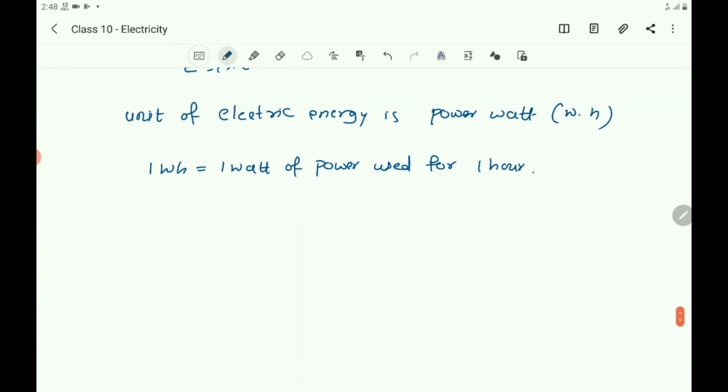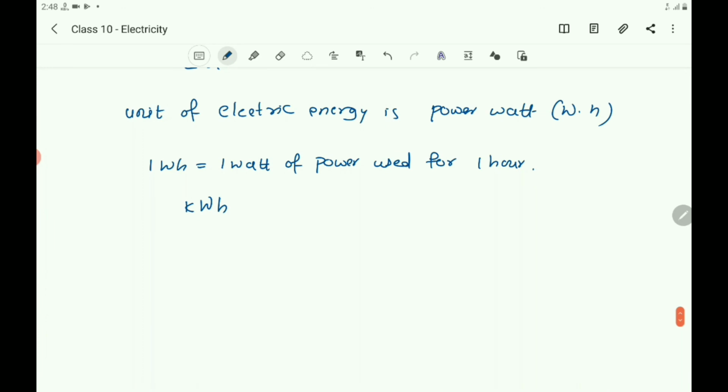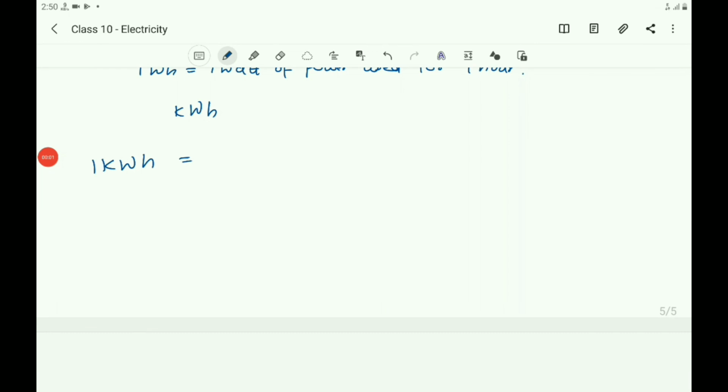Now the commercial unit is different here. The commercial unit of electric energy is kilowatt hour, that is kWh. Here it is WH, watt hour, and kilowatt hour. You may have heard the word units in the electric bill, that is how many units are there. That unit is nothing but kilowatt hour. 1 unit means 1 kilowatt hour.